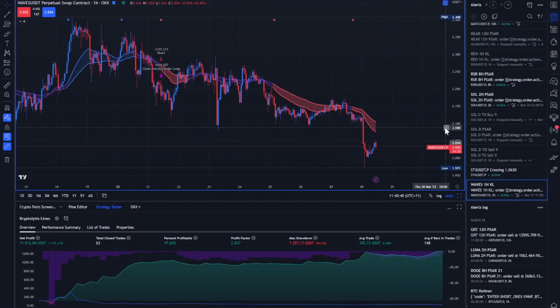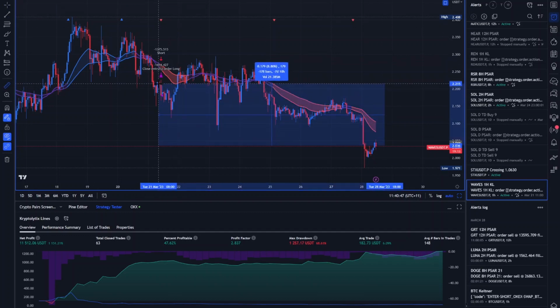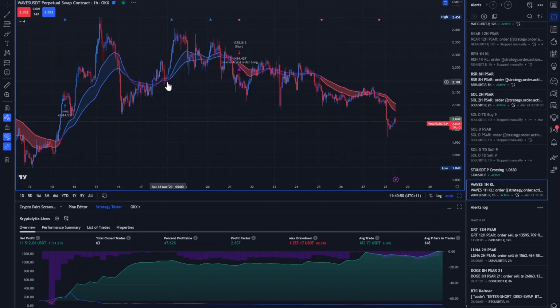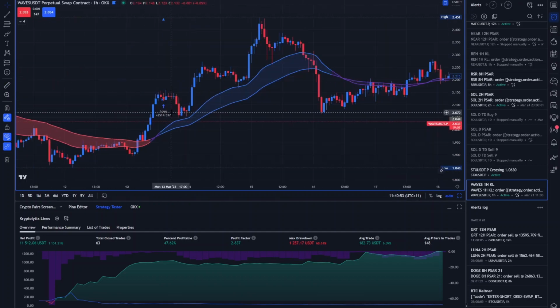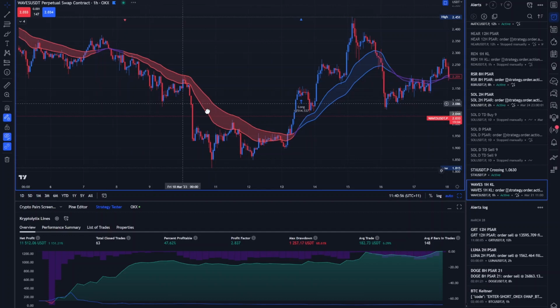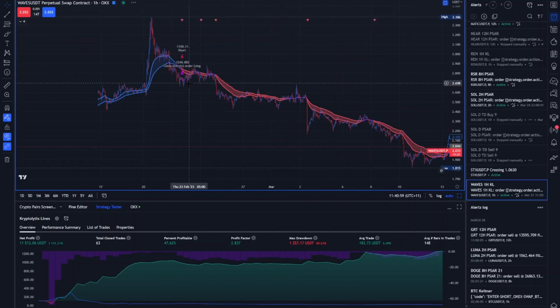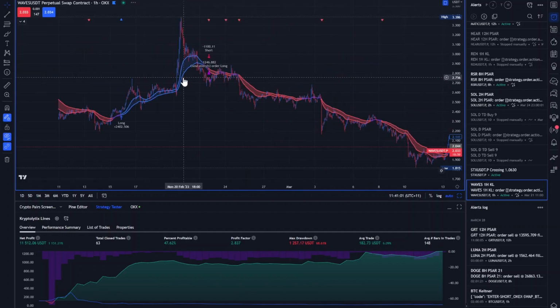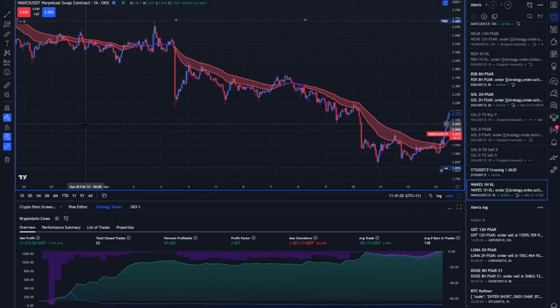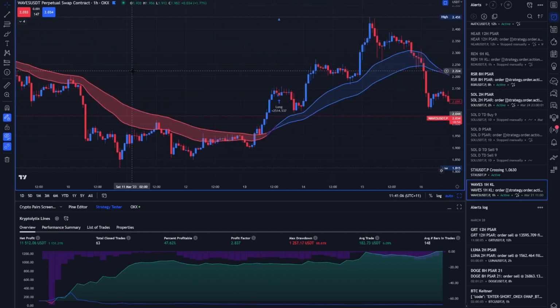And lastly, we have Waves. Waves is a short. This one's been in for quite some time. Just been holding on to this short the whole time. It's up 8% at the moment. Again, with these KLs, you can often get in on retests on Waves, but you're not guaranteed to get in the best spot. But I found with Waves that retests is kind of how I like to enter.